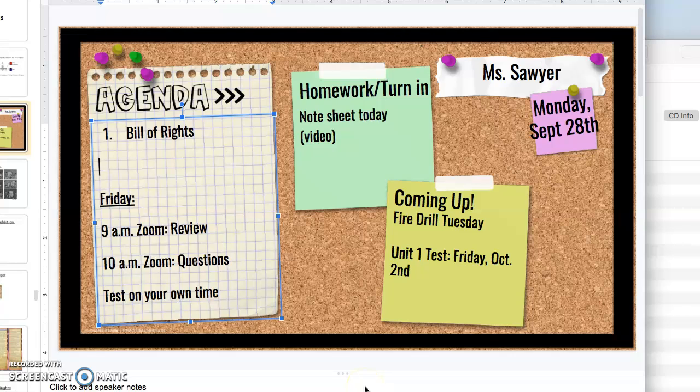Welcome, Group 2, 7th hour. You are at home today. I will see you tomorrow in class. It is Monday, September 28th. This is Ms. Sawyer for U.S. History. We're going to talk about the Bill of Rights today.